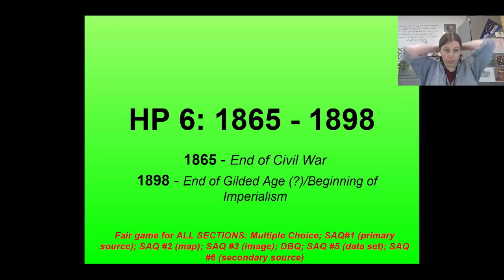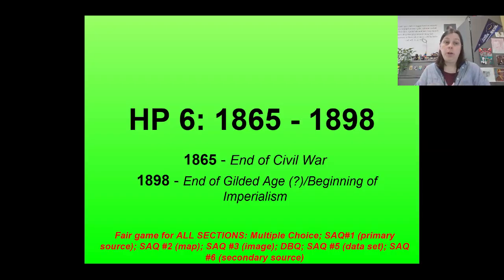As we work through this, there's a lot of stuff in this unit that actually starts in the historical period before or continues in the historical period after. The two start and end dates here: number one, we're starting with 1865, the end of the Civil War, which is a big spur or cause of the Gilded Age.